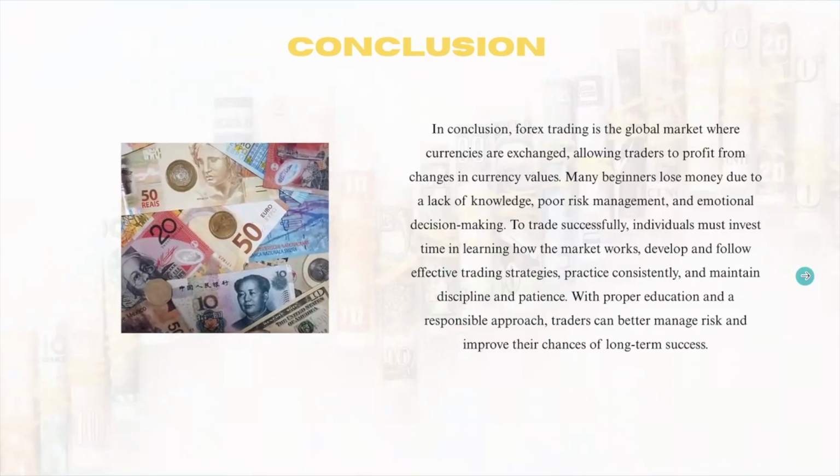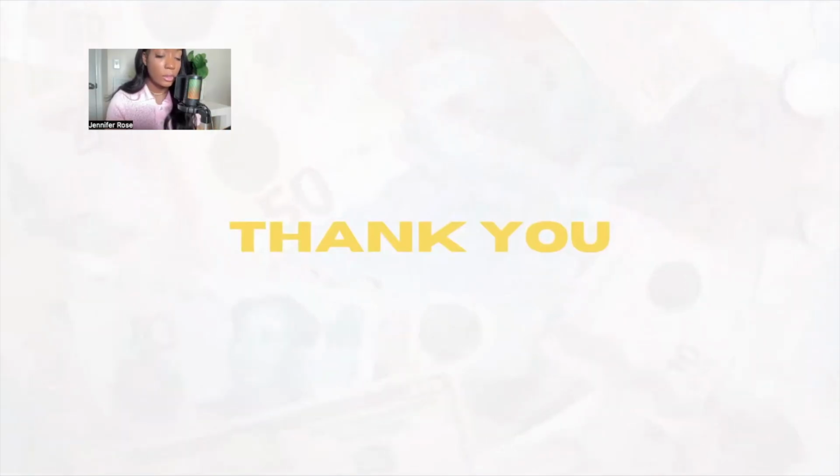So in conclusion, Forex trading is a global marketplace where currencies are exchanged, allowing traders to profit from changes in currency values. Many beginners lose money due to the lack of knowledge, poor risk management, and emotional decision making. To trade successfully, individuals must invest time in learning how the market works, develop and follow effective trading strategies, practice consistently, and maintain discipline and patience. With proper education and a responsible approach, traders can better manage risk and improve their chances for long-term success. All right, so that's pretty much what Forex is and how it works.